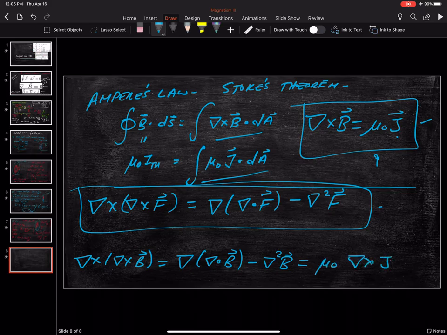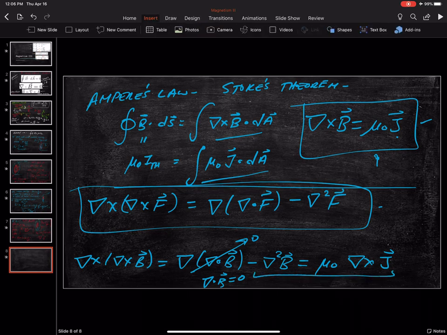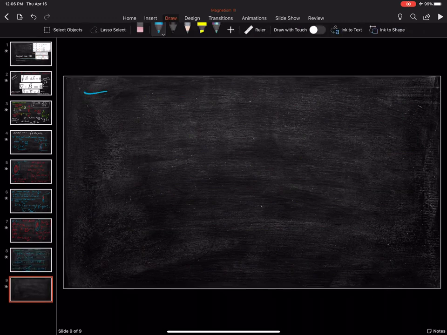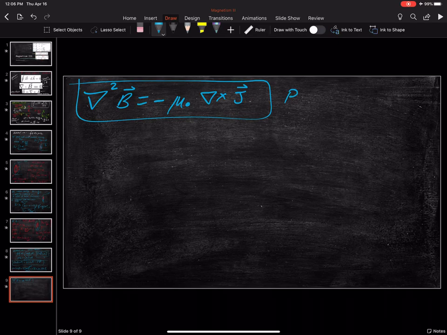del cross J. Now the thing is, from Gauss's law, this term is 0. Del dot B equals 0. And so I just got that. And so my Ampere's law is equivalent to saying that del squared, the Laplacian of B, is minus mu naught del cross J. This is one of these Poisson equations that we've been talking about.